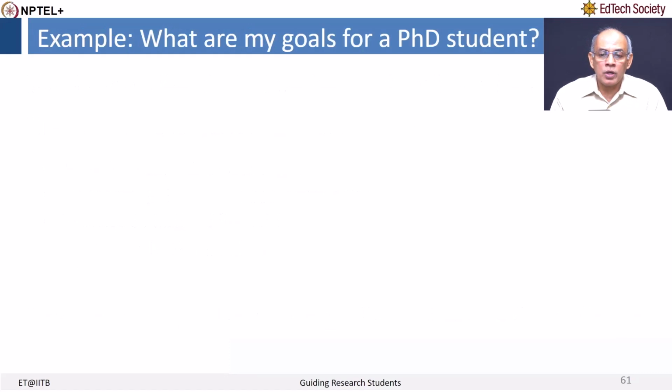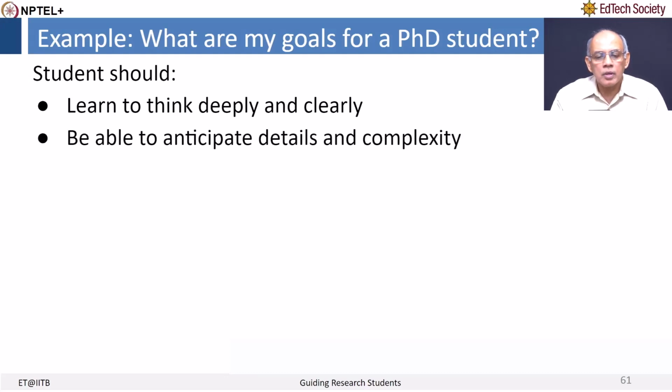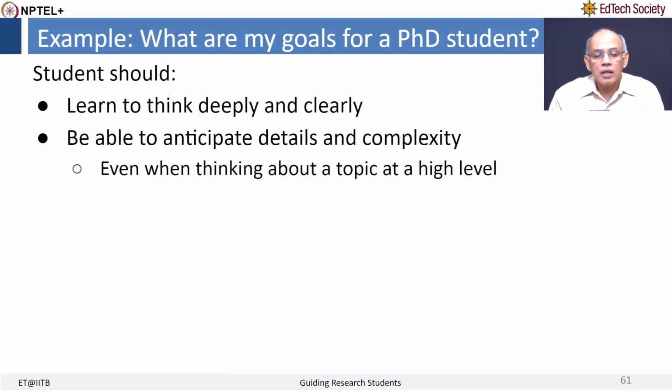For example, what are my goals for a PhD student? In my case, the student should learn to think deeply and clearly. This is achieved by working on open-ended problems and grappling with the problem for a long time. The student should be able to anticipate details and complexity. This should happen even when thinking about a topic at a high level.